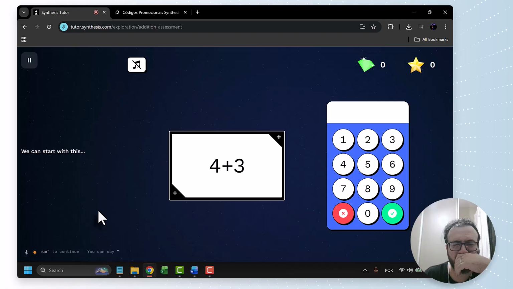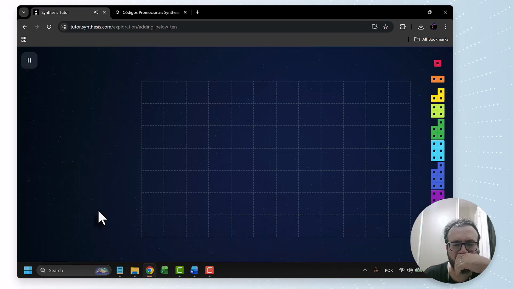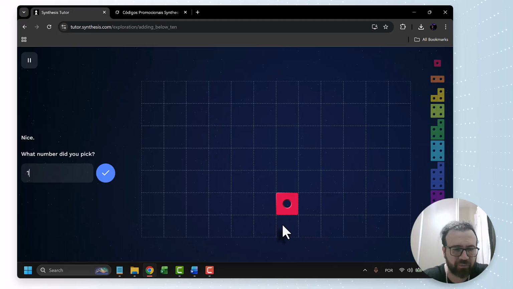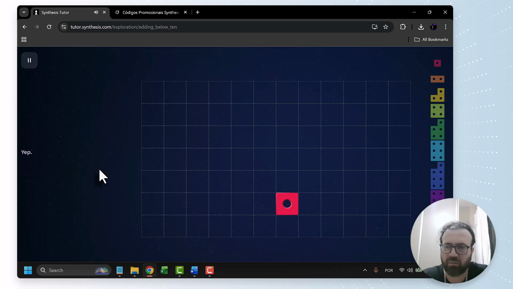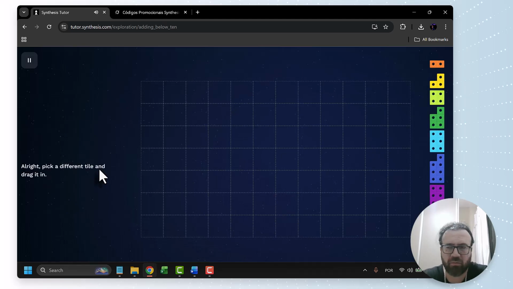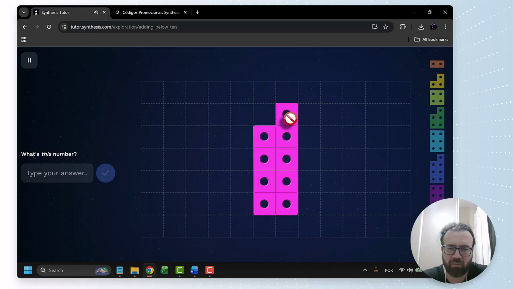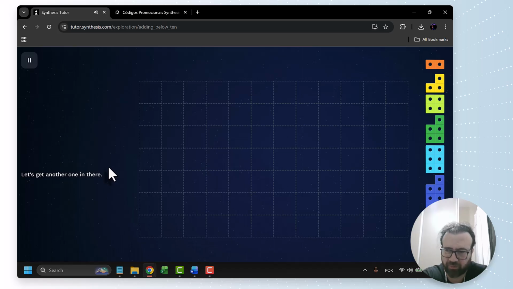We can start with this. Pick a tile, any tile. Nice. What number did you pick? I didn't pick a number. Yep. All right, pick a different tile and drag it in. What's this number? Right. Let's get another one in there.